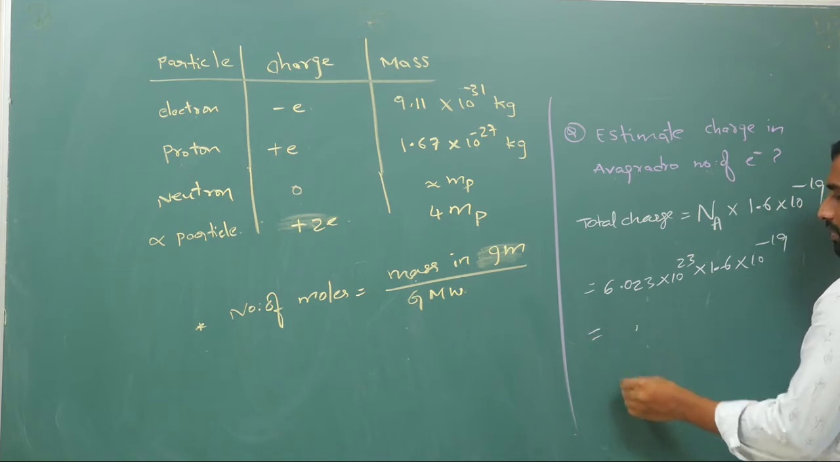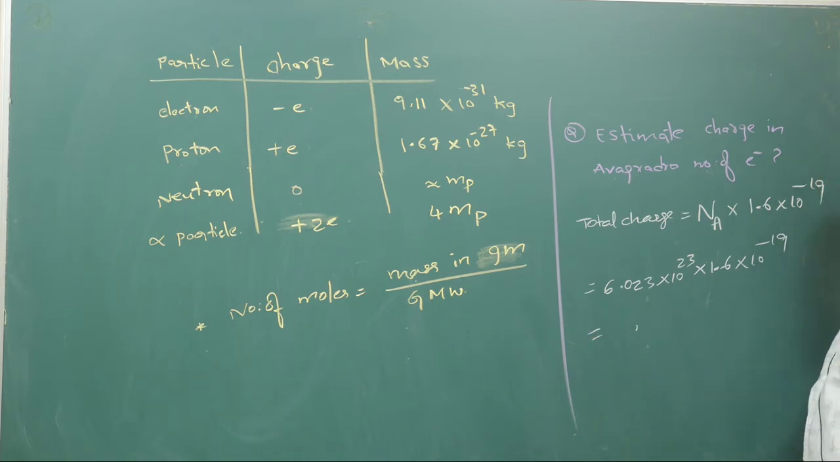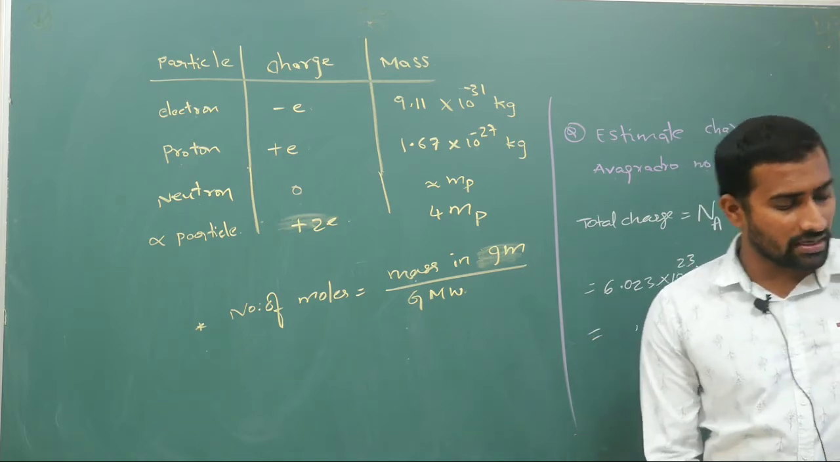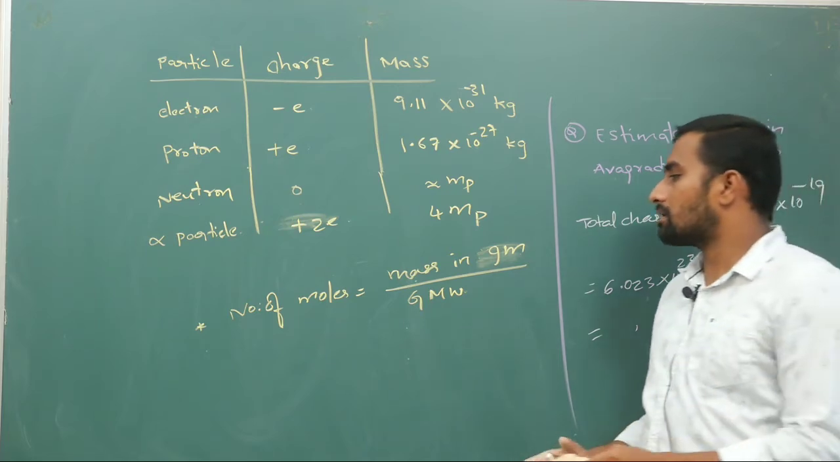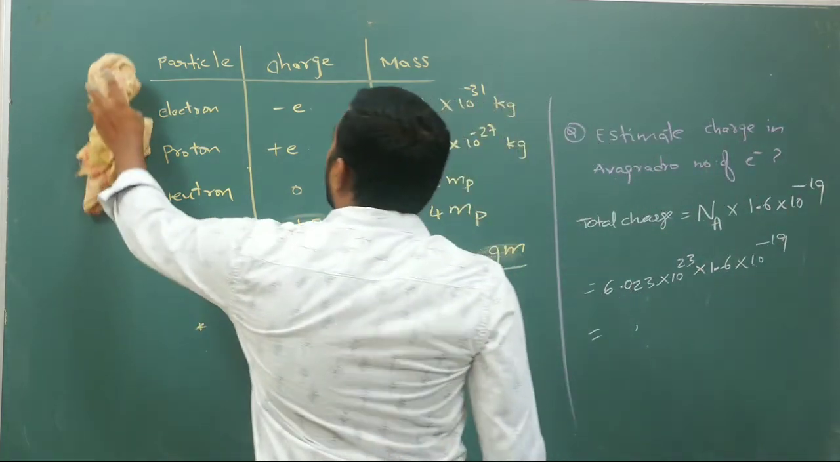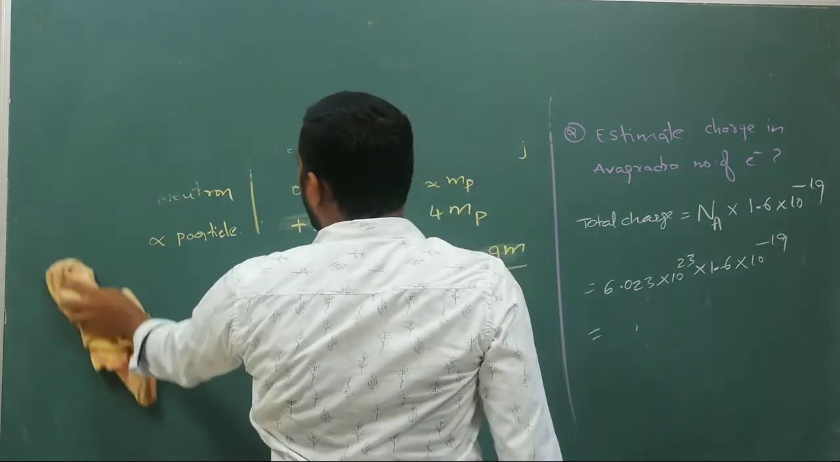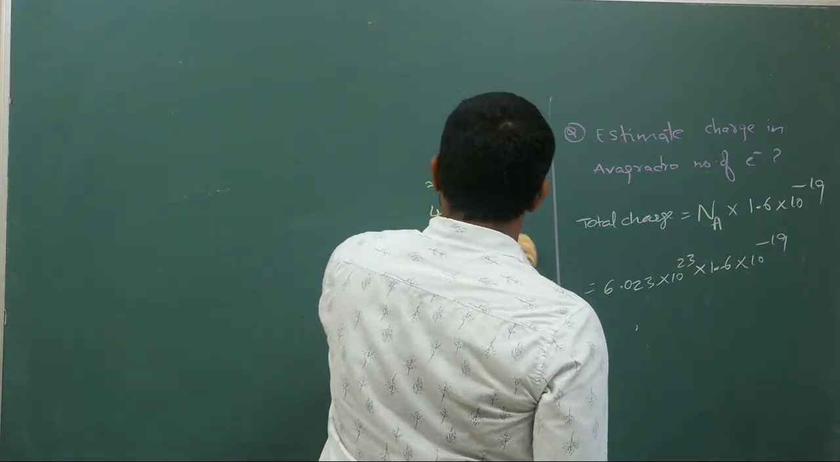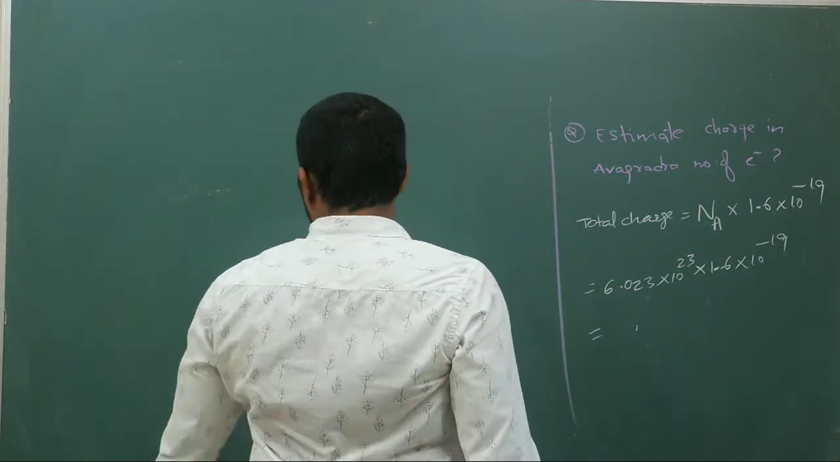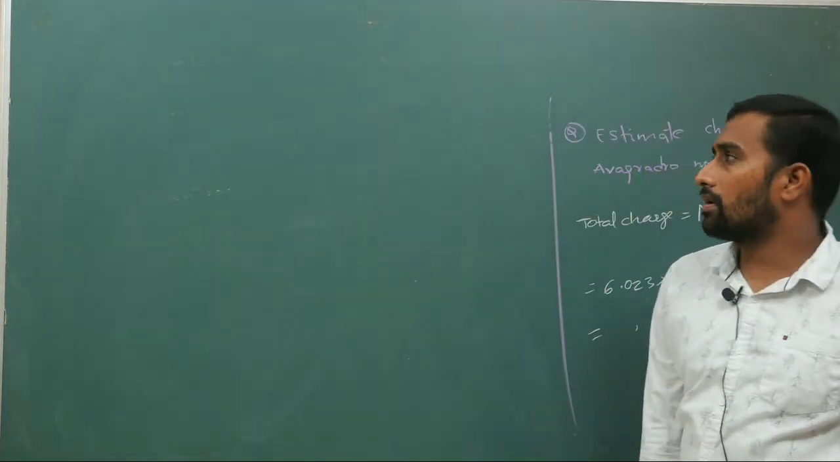So look whether you are getting 96,500 or not. You check it. I don't remember basic information like that, I only remember the logic. I think it is 96,500. You simplify it and then do it. Okay, next.